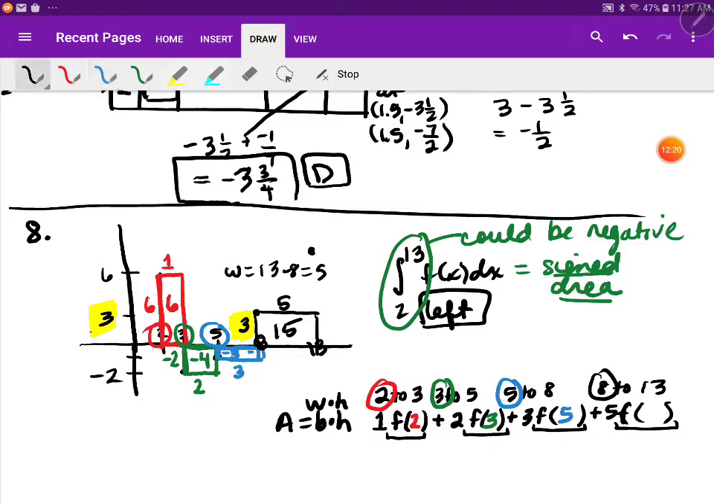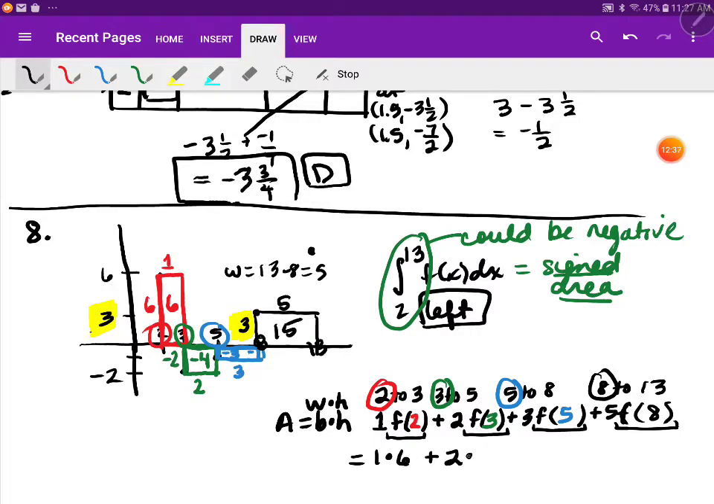5 and 8. And then you find out those values from the graph. So 1 times, or from the table, because you didn't draw a graph. So we're assuming that you didn't draw a graph. Now, if you didn't draw a graph, you would have the height at 2, or the f of 2, which it says in the table is 6.